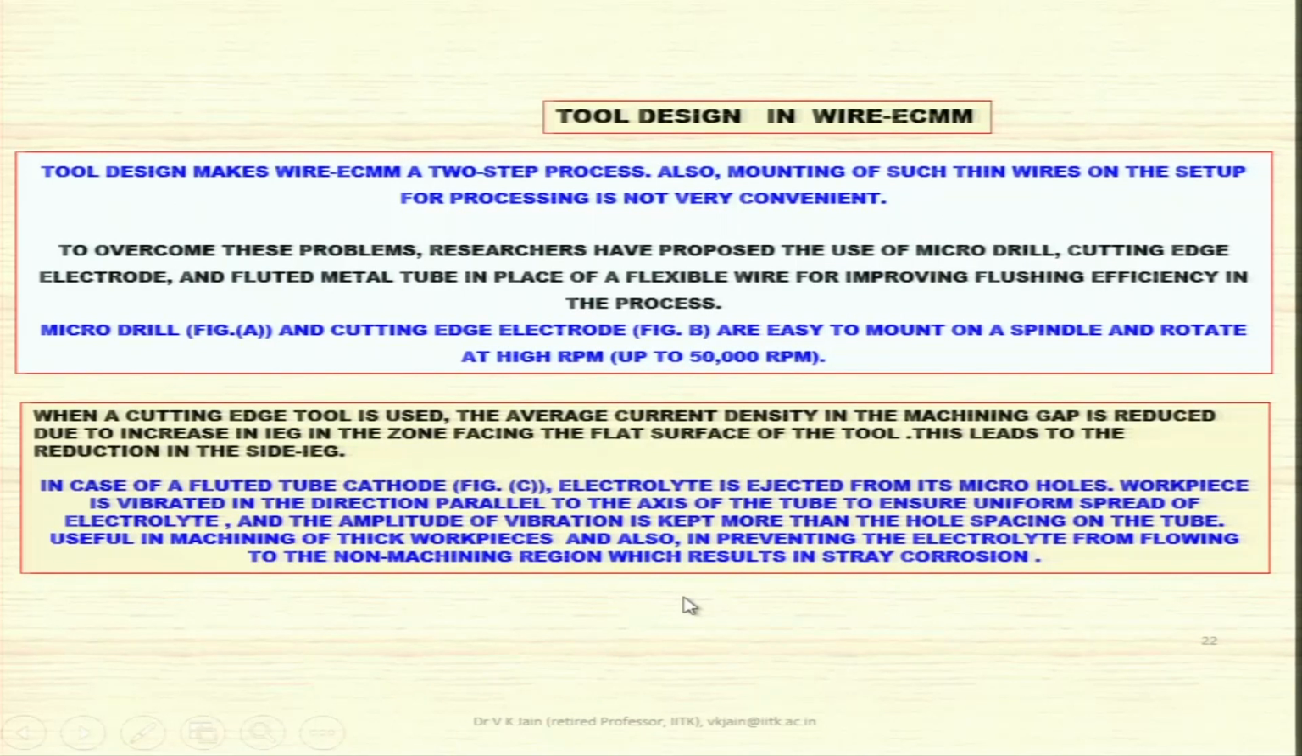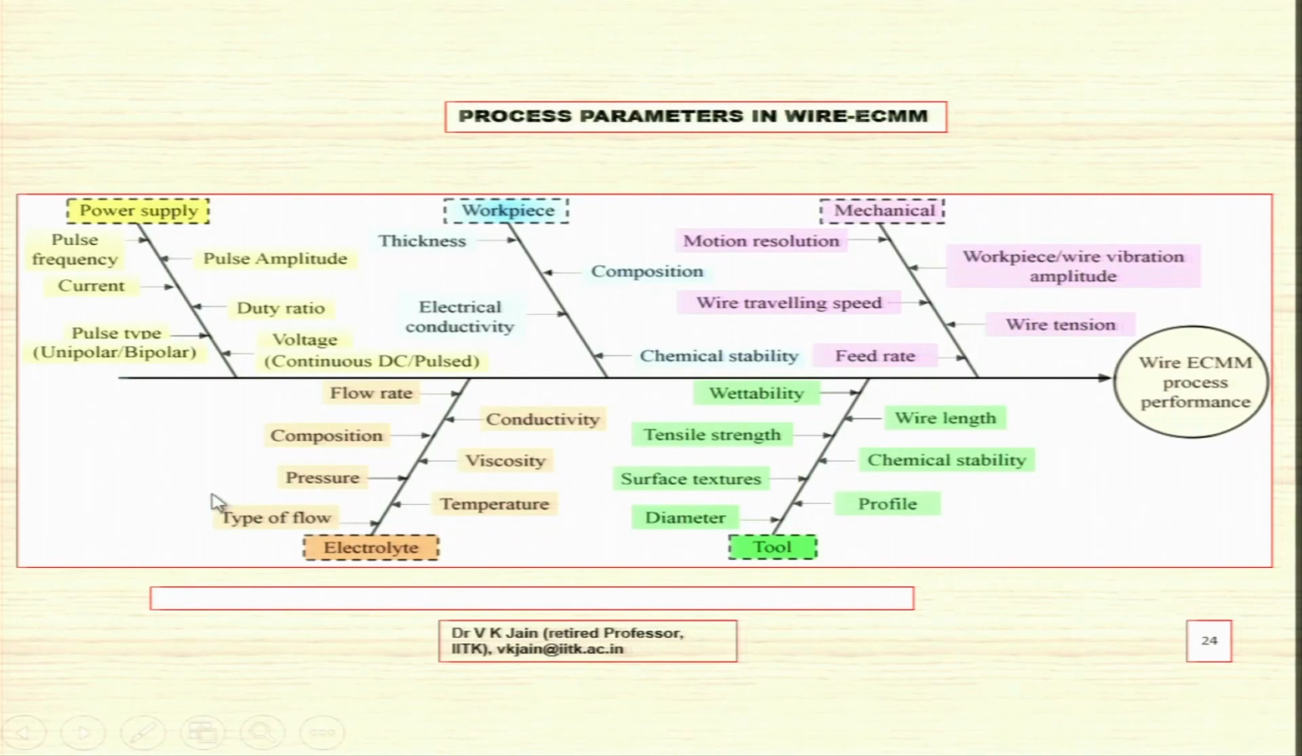So such kind of techniques have been used for enhancing the performance of the wire electrochemical micromachining, and that performance you are evaluating by MRR, tolerances, surface texture, surface roughness, etc. Process parameters and characteristics. You can see here process parameter, power supply, which includes pulse frequency, current, pulse type unipolar or bipolar, pulse amplitude, duty ratio, very important, and voltage, whether it is continuous DC or pulse DC, and voltage will be very important over there in either of the two cases.